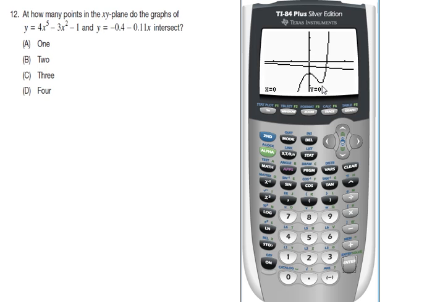Now, because of the steepness of those slopes there on the 4x to the fifth function, and knowing that an x to the fifth function, as long as its leading coefficient is positive, has to start at negative infinity and end up at positive infinity, I'm fairly certain that there's only one here, but we can't be sure based solely on that. So let's talk briefly about how the calculus works here. We'll put the graphing calculator away.